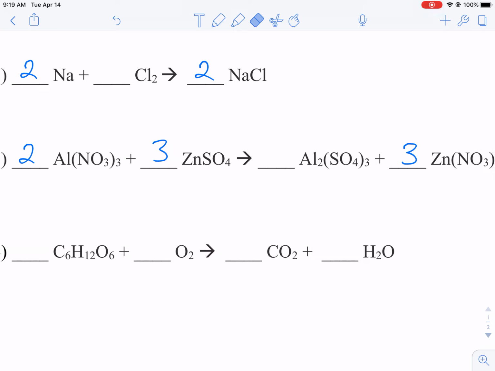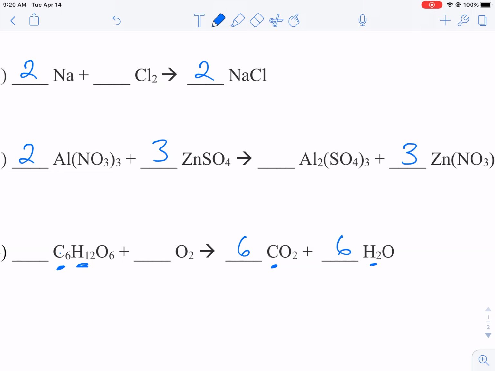The next reaction is a combustion reaction. This reaction is a little trickier to balance because you have oxygens in different compounds, and you have to make sure you add them together. So let's start with carbon. I have 6 carbons in C6H12O6, and I have 1 carbon in CO2, so I'm going to put a 6 there. Next, let's go to my hydrogens. I have 12 hydrogens in my reactants, and I have 2 hydrogens in my product. So I'm going to put a 6 there to give me 12.